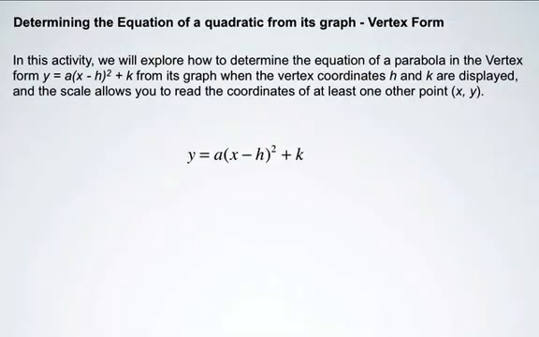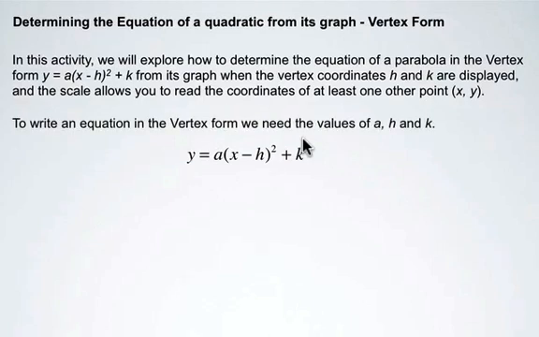In this activity, we will explore how to determine the equation of a parabola in the vertex form, y equals a times x minus h squared plus k, from its graph when the vertex coordinates h and k are displayed. And the scale allows you to read the coordinates of at least one other point.